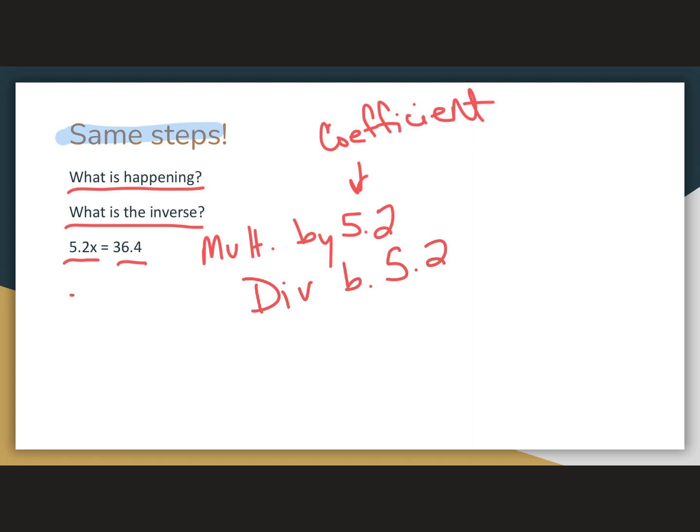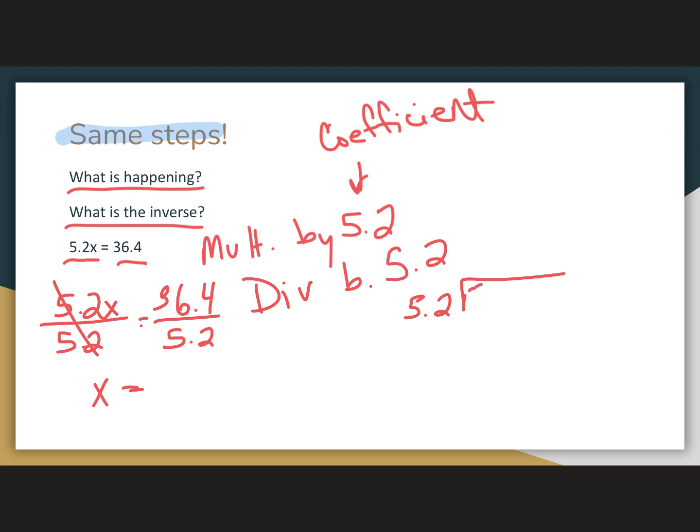So I have 5.2x divided by 5.2 equals 36.4 divided by 5.2. So here, those are going to cancel. 5.2 divided by 5.2 gives me 1. So that's 1x. We just don't bother writing the 1. Equals, so to do 36.4 divided by 5.2, I put 5.2, 36.4. We are going to move our decimal places. I need to move this one over 1, which is I move this one over 1.